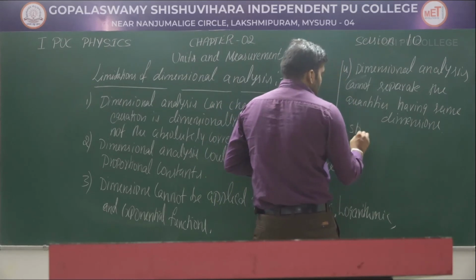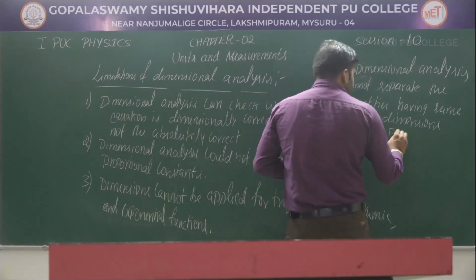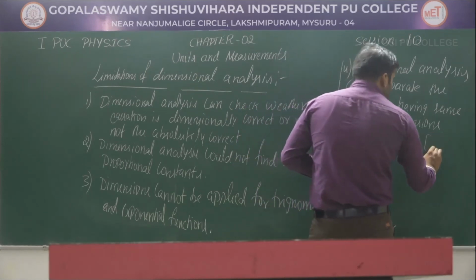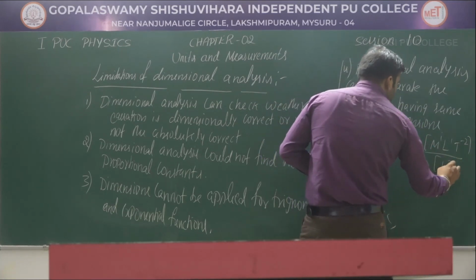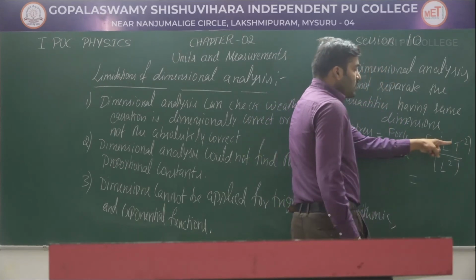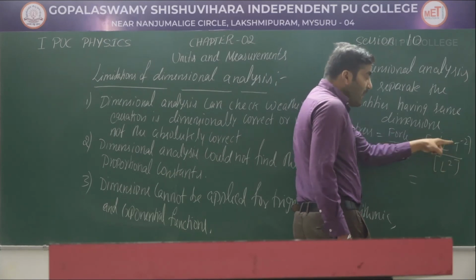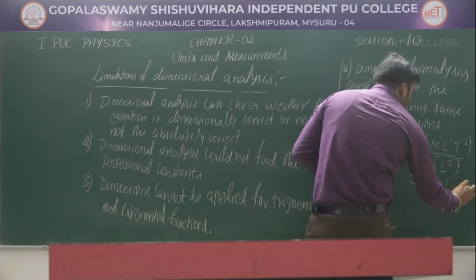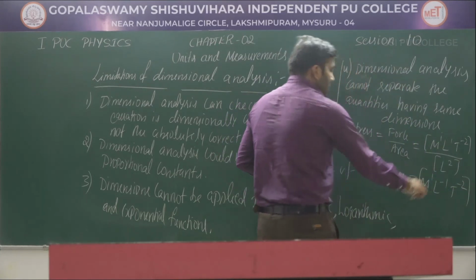Now stress is a quantity. The equation for stress is force by area. If we write the dimensions, it is m power 1, l power 1, t power -2 divided by the dimensions of area, which are l power 2. So l power 2 goes to the numerator: l power -2 plus 1, so l power -1. The remaining stays the same: m power 1, l power -1 and t power -2. So dimensions for stress is this one.